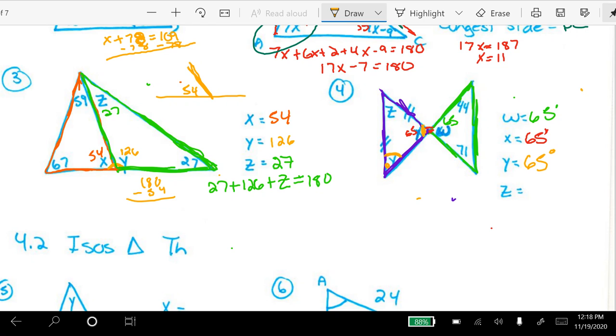And then to figure out z, I'm going to subtract from 180. The 65 and 65 add up to 130. So it's going to be 50 for z.